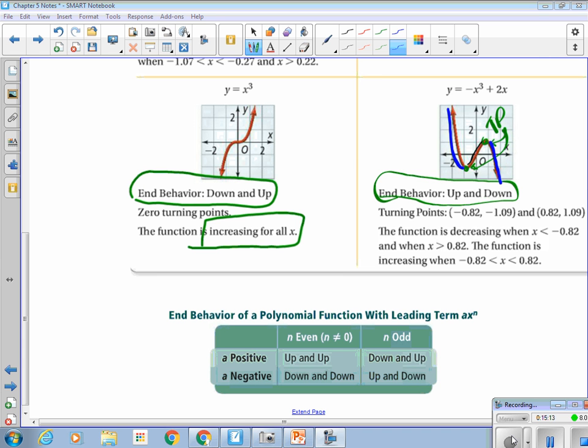And then a negative will reverse all that. So if you have a negative coefficient, instead of being up and up touchdown, you're going to be down and down. Think about a negative x squared: it's a parabola that's frowning. It's got down and down. And then the odd, when you have a negative coefficient, switches instead of being down and upwards.